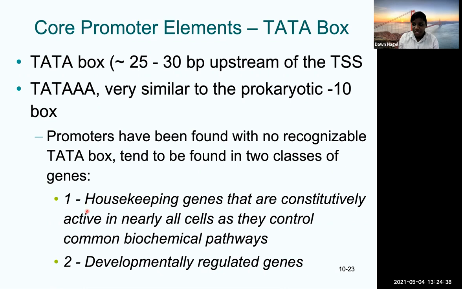These types of genes are usually housekeeping genes, proteins that are important for the cell to regulate pretty much all the biochemical pathways. You can think of genes like ubiquitin, which is ubiquitous, it's present everywhere. That's an important gene. Genes that are involved in different developmental processes also tend to have promoters where there's no TATA box present.